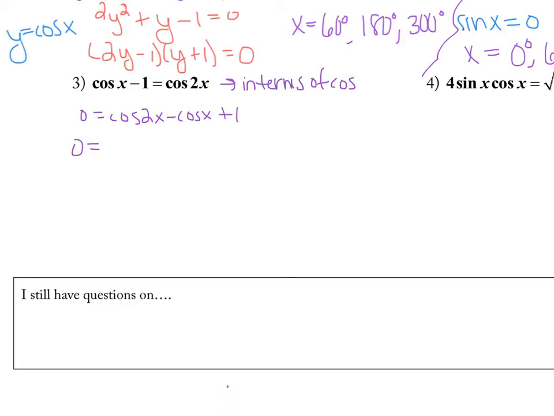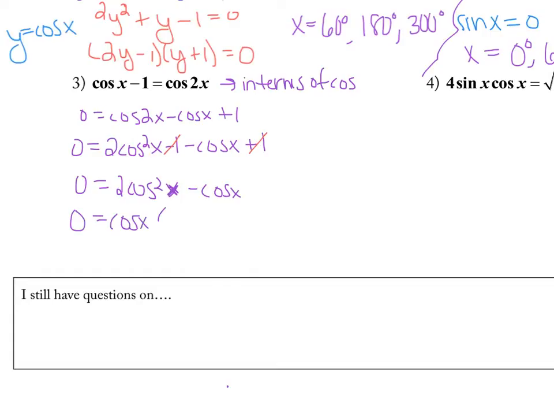So we get 2 cosine squared x minus 1 minus cosine x plus 1. Okay. Nice thing about this problem is the ones cancel out. And you now have 2 cosine squared x minus cosine x. Okay. And we're going to go ahead and factor out a cosine x, and you're left with 2 cosine minus 1.